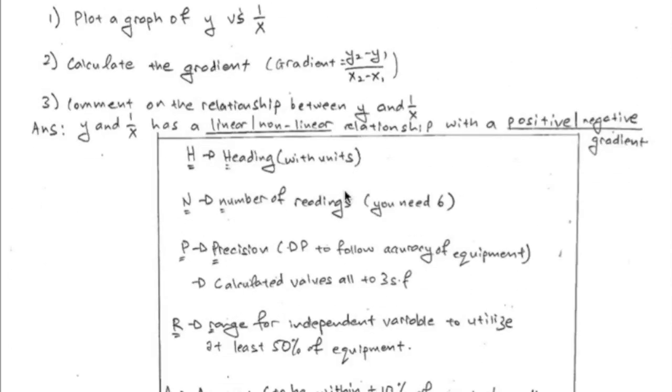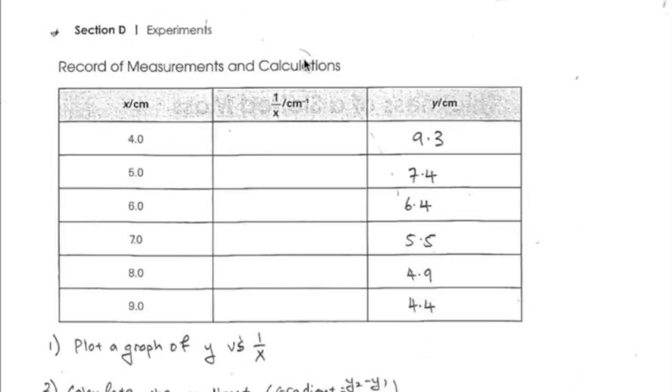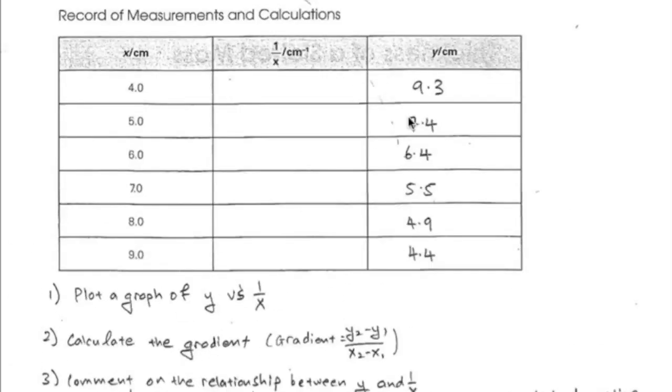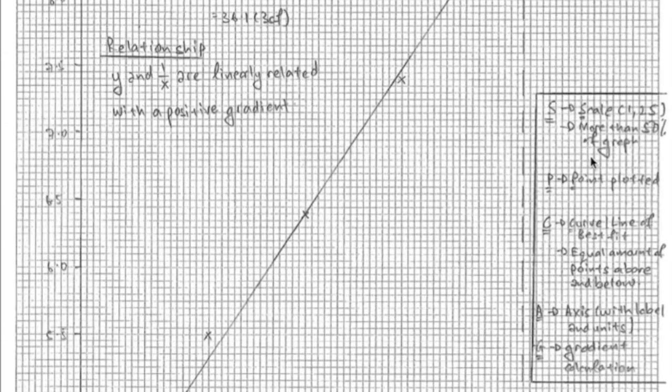So the few things that you need to note to summarize: first, when you are trying to find a relationship, and then you record your data in a table. This table will not be given to you in a SPA. You have to make your own. So how you record, you use HNPRA. Ensure that your heading, number of readings, precision, your range, and the accuracy of the experiment is good. And finally, once you have your readings, remember all the things you need to do to draw a good graph. SPCAG.